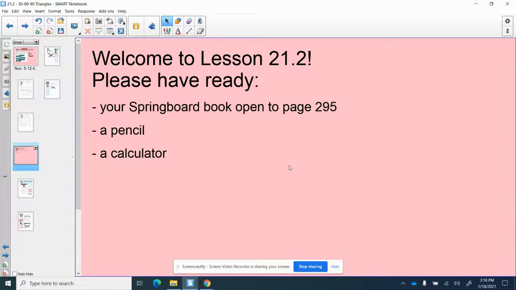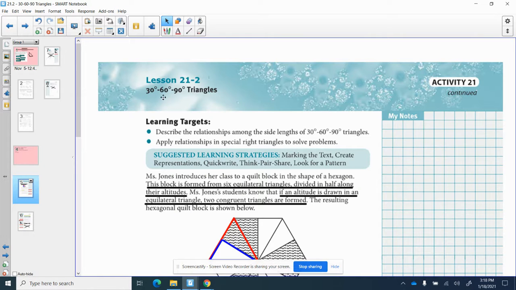Everyone, and welcome to lesson 21.2, starting on page 295 in your Springboard textbook. Today we are going to talk about another type of shortcut for right triangles, specifically 30, 60, 90 triangles.